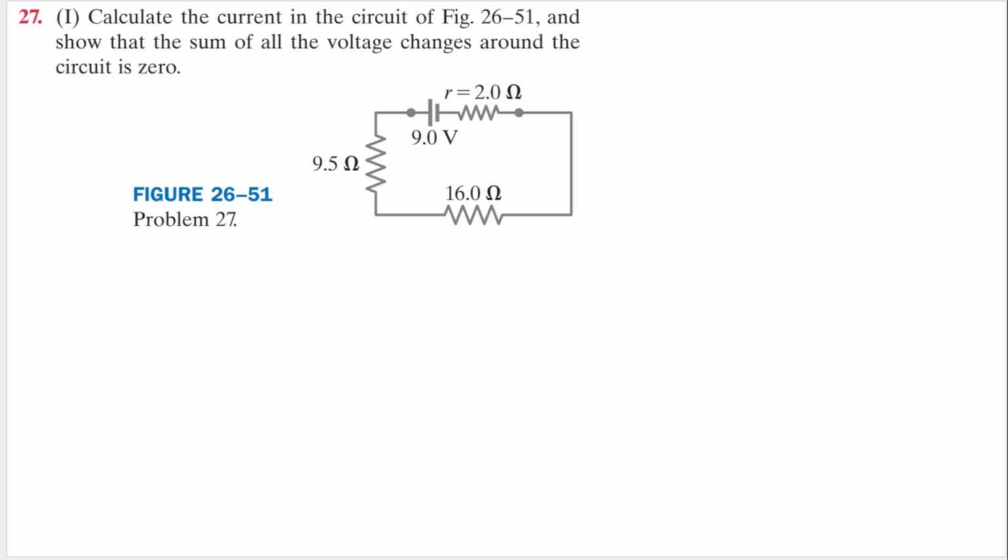So the question is calculate the current in the circuit of figure 26.51. So this is the figure. And show that the sum of all the voltage changes around the circuit is 0.